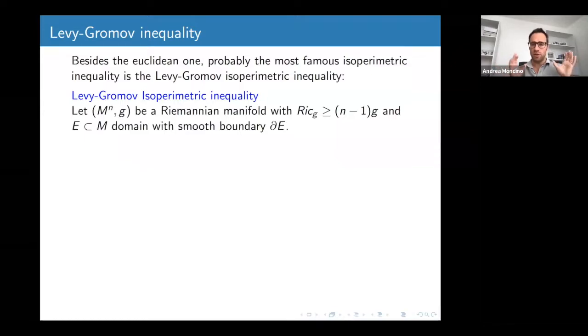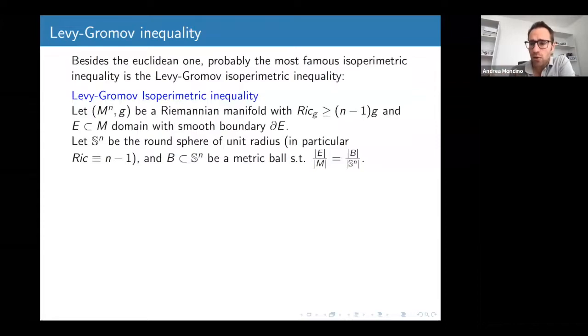You have a manifold with Ricci bounded below by n minus 1. You take a domain E with smooth boundary, or more generally, a set of finite perimeter. Then you want to find a lower bound on the perimeter of this set E. So what you do now is take a round sphere of unit radius. Why do you choose the unit radius? Because you saturate the lower bound on the Ricci: a sphere of radius 1 has Ricci curvature constant equal to n minus 1. And inside such a sphere, you consider a metric ball such that the metric ball has the same renormalized volume as E.